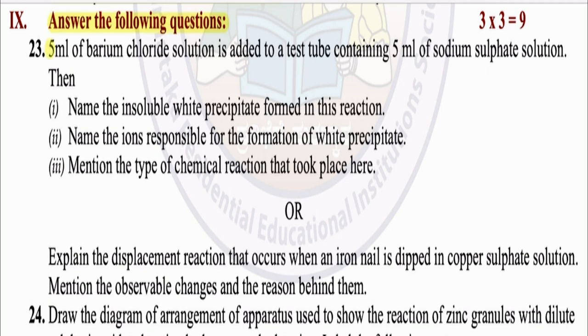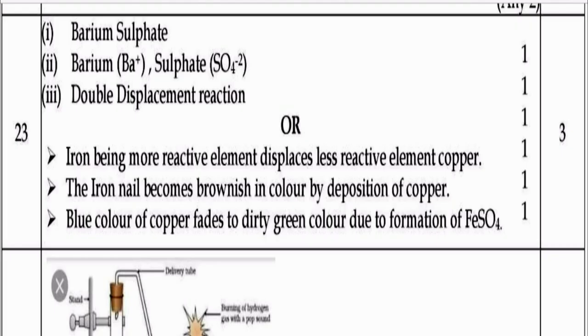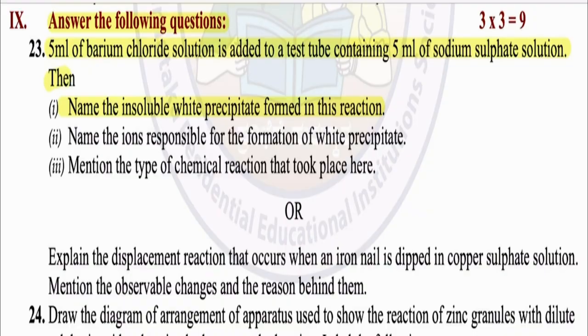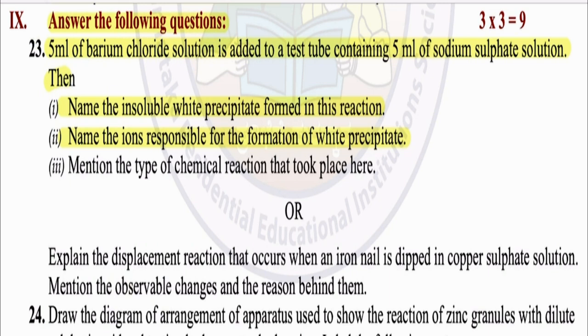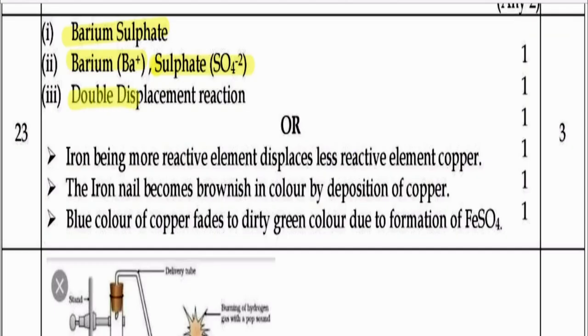Question number 23. 5 ml of barium chloride solution is added to a test tube containing 5 ml of sodium sulfate solution. Then 1. Name the insoluble white precipitate formed in this reaction. The precipitate formed is barium sulfate. Next 2. Name the ions responsible for the formation of the white precipitate. It is barium, Ba2+, and sulfate, SO4 2-. And third question is, mention the type of chemical reaction that took place here. It is a double displacement reaction.